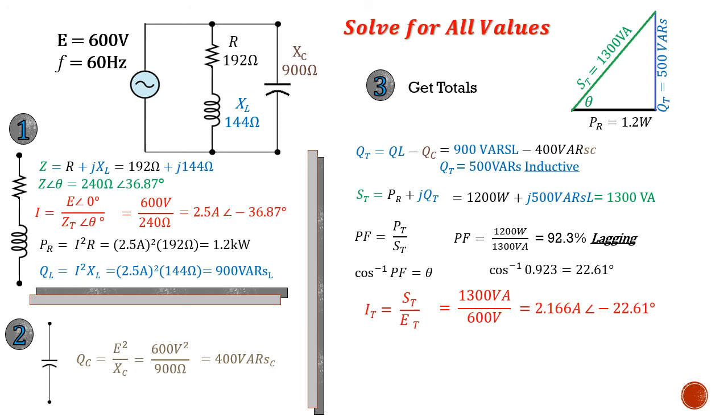With our ST and our ET, we can get our total current, which in this case works out to 2.166 amps repeating. Again, this is less than our inductive branch current. That's because our capacitor is feeding some current into it.